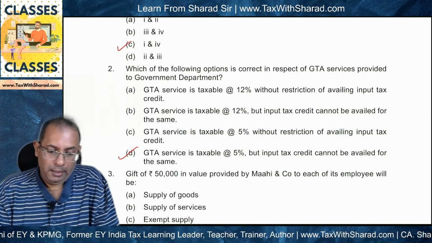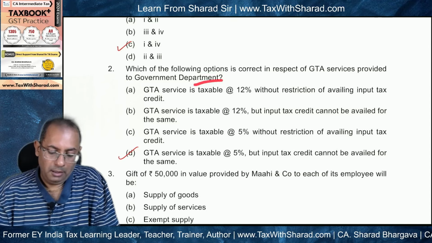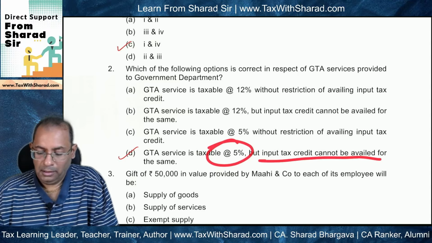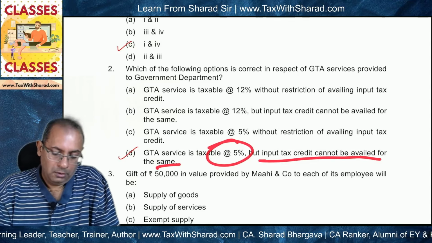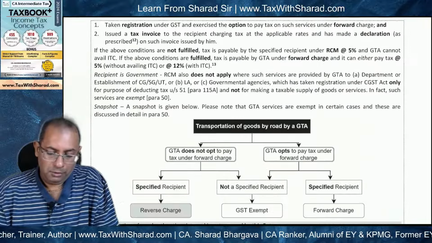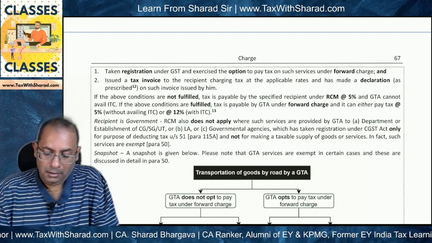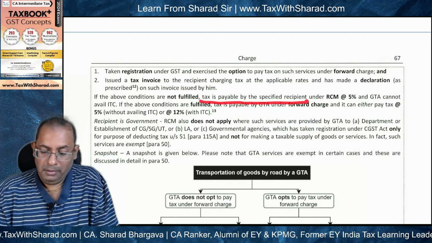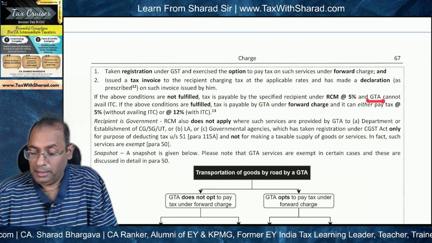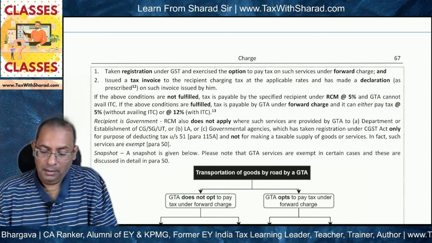Number two, which of the following options is correct in respect of GTA services provided by a government department? And the correct answer is GTA service is taxable at 5%, but ITC cannot be availed for the same. So what will be the position? We saw that RCM is applicable in the case of GTA services. And what does the provision say? That if RCM is applicable, then tax is payable by the specified recipient. That means the government department in this case under RCM at the rate of 5%. And GTA cannot avail ITC.